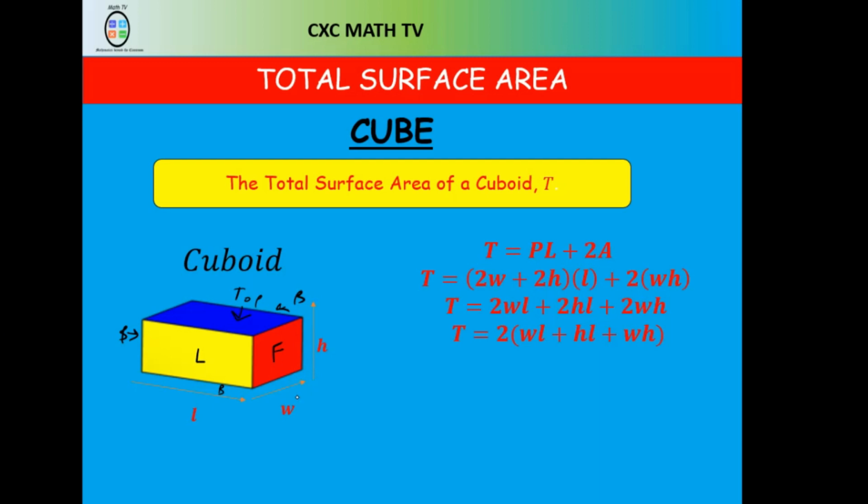Find the area at the front, which is the width times the height, but we need 2 of them. So the 2 here. The area at the top right here is what? We notice that would be this side multiplied by this side, which works out to be the length multiplied by the width, and we need 2 of them. Then around here we need what? The height times the length, but we need 2 of them. So the final formula for a cuboid is 2 times the width times length plus 2 times the length times height plus 2 times the width times height. So now let's do some questions.